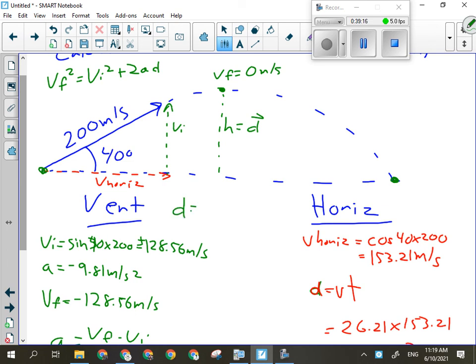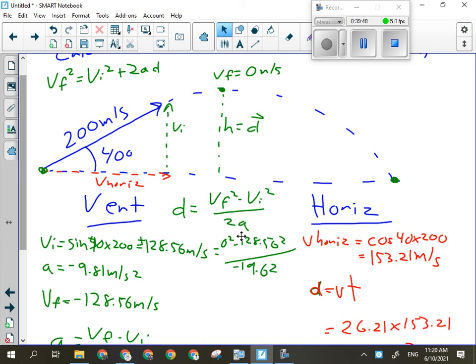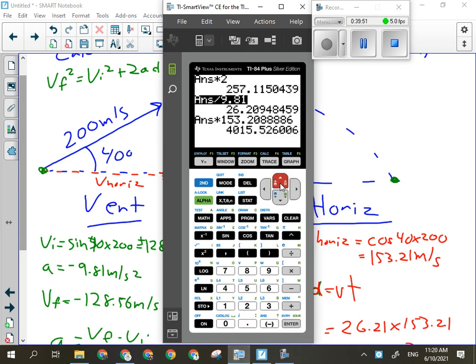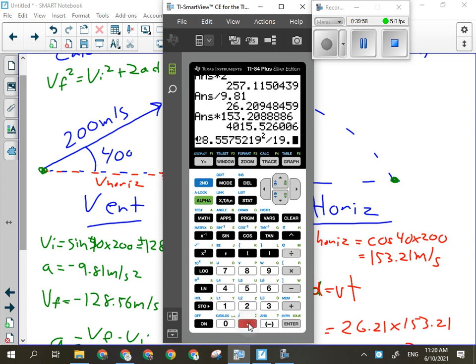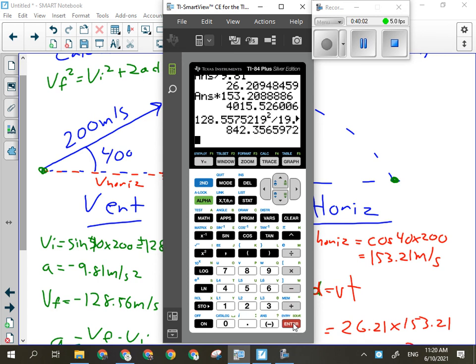So D will be VF squared minus VI squared over 2 times A. So that's going to be 0 squared minus 128.56 squared divided by 19.62. That's 2 times 9.81. So 128.56 squared and divide that by 19.62. Looking at a maximum height of 8.4 times 10 to the 2 meters.